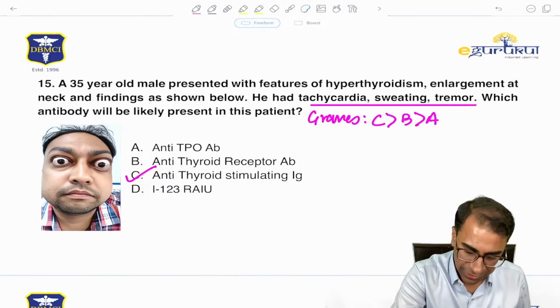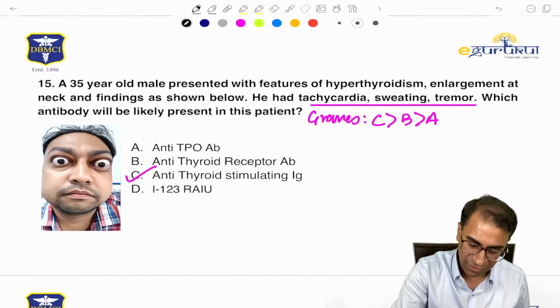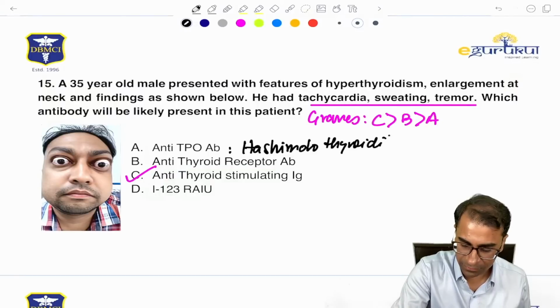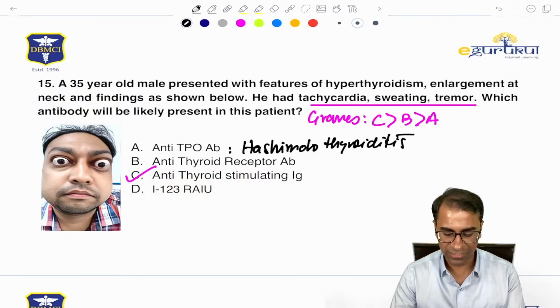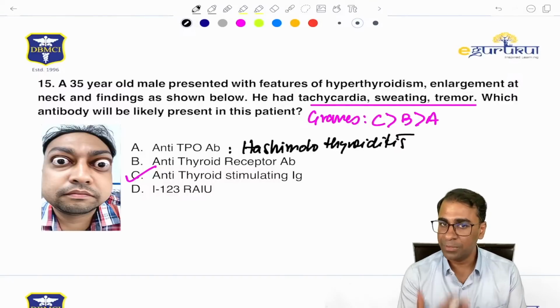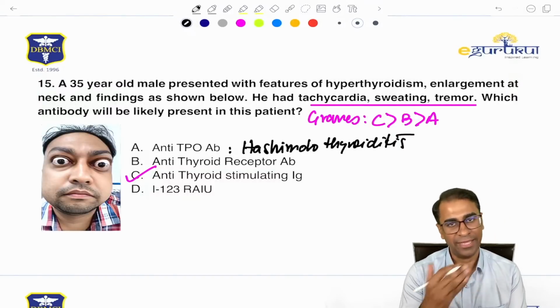Okay? Achha. TPO antibody especially is seen where? It is seen in Hashimoto thyroiditis. Here the best answer is C. If C would not have been the option, I would have taken B. If B was not in the option, I would have taken A.